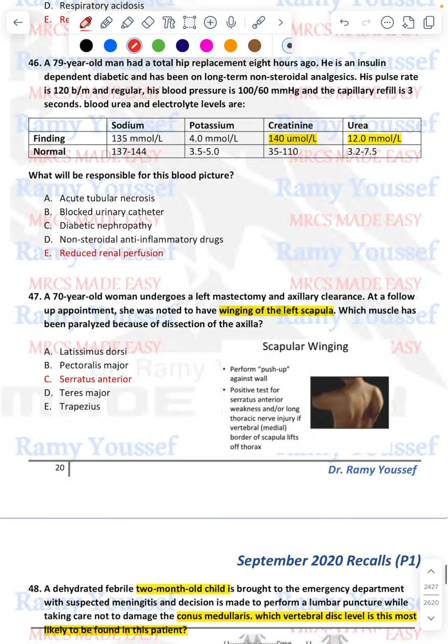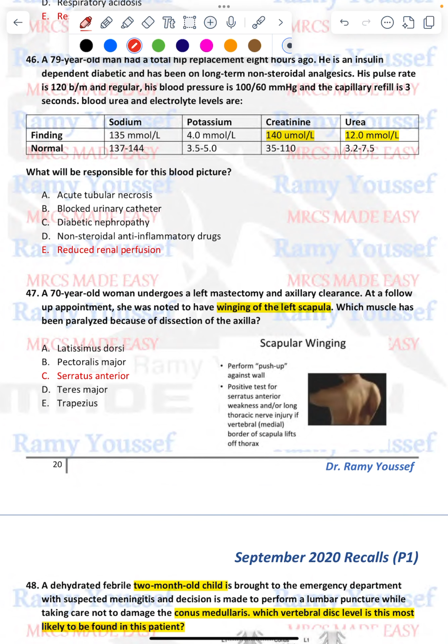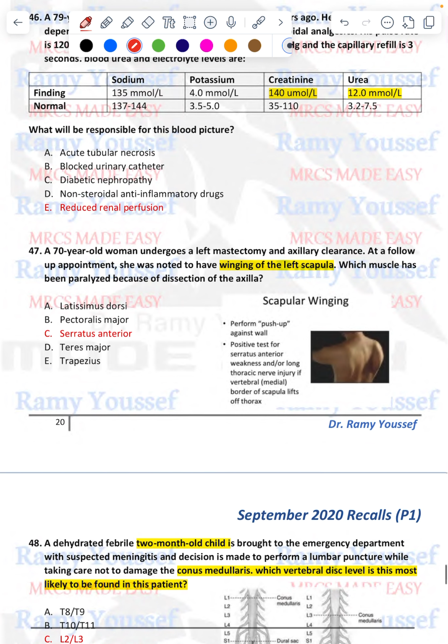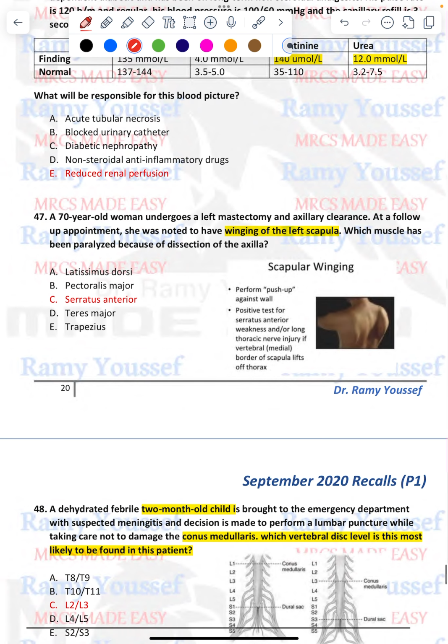A dehydrated febrile 2-month-old child is brought to the emergency department with suspected meningitis. Decision to perform lumbar puncture while taking care not to damage the conus medullaris. Which vertebral level is the conus medullaris likely to be found in this patient? In a child, it is up to the L3 level. So L2, L3 is the answer.